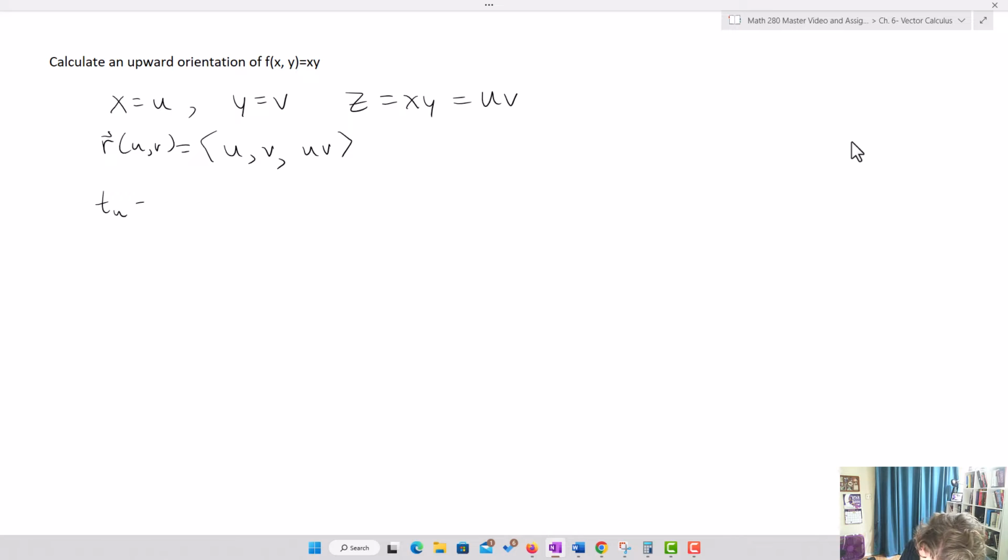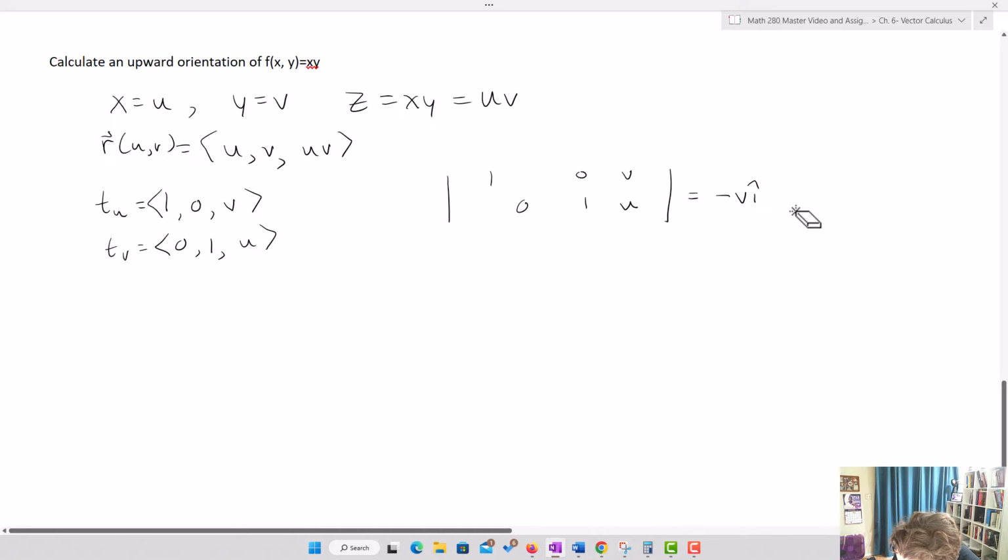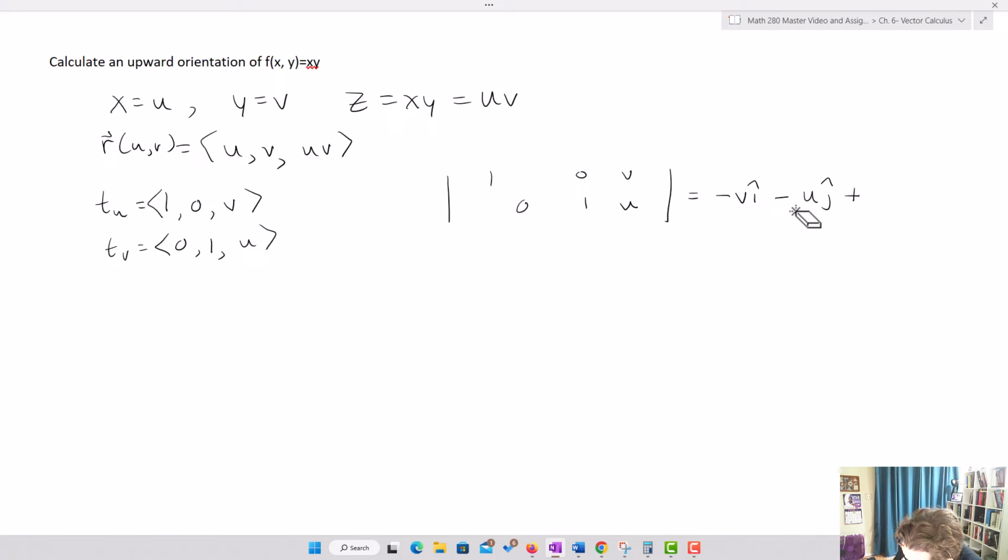I'll start out with tu. Tu is going to end up equaling ⟨1, 0, v⟩. tv is going to end up equaling ⟨0, 1, u⟩. We'll take their cross product. So we get negative v i minus u j plus 1 k.